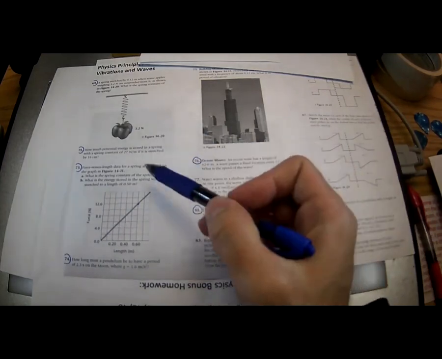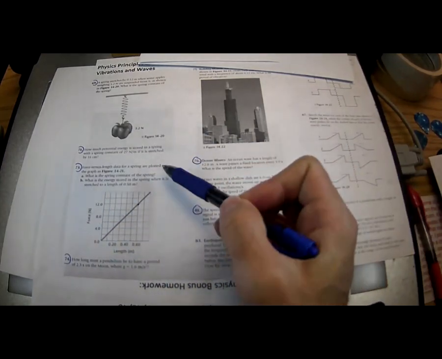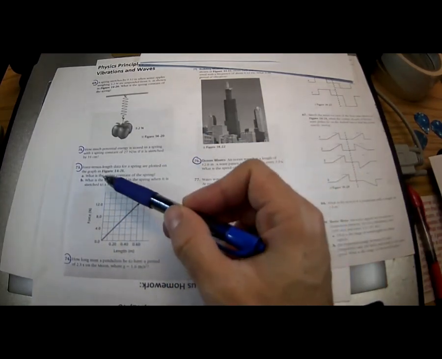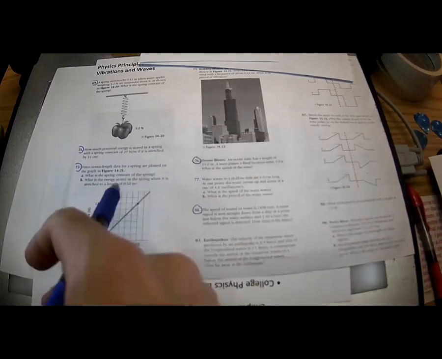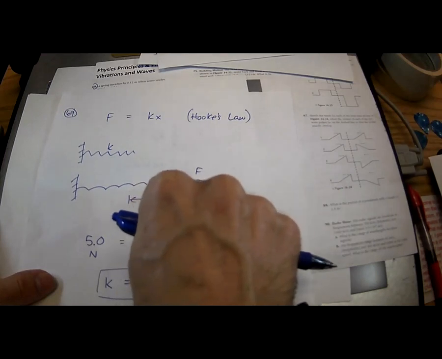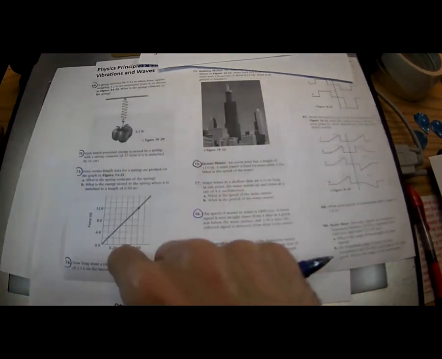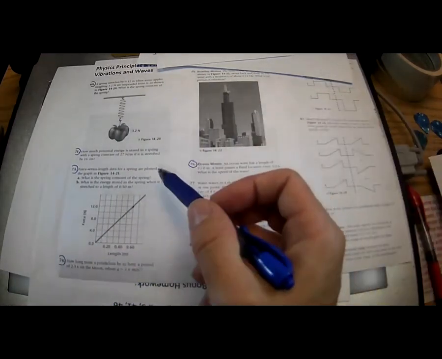$73. We've got a force versus length graph. I was just referring to this, so we're looking at force versus distance. So here's physically what's going on. We've got a spring, we're stretching it, apply more and more force, it stretches more and more, and that's a direct relationship.